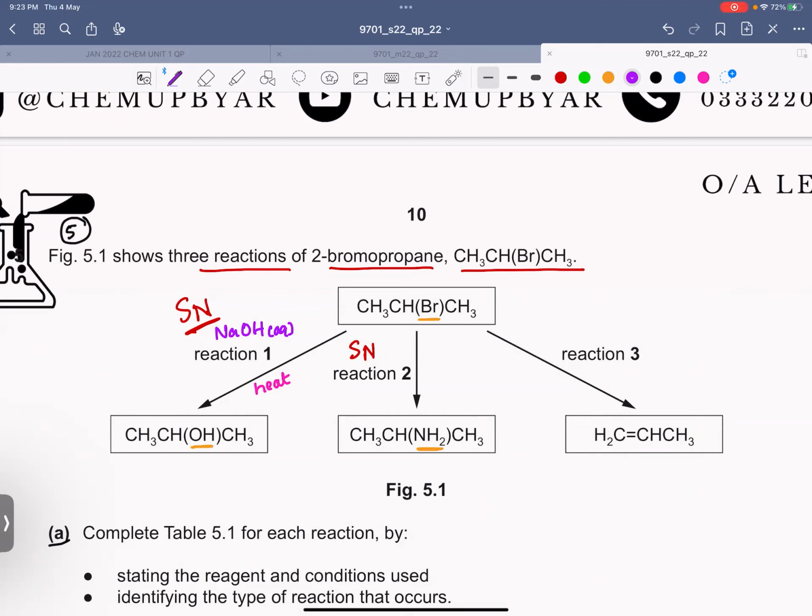So if one group is substituting the other group and that group is not a carbon bonded to a hydrogen, then it is always a nucleophilic substitution. That is a shortcut way of remembering this.